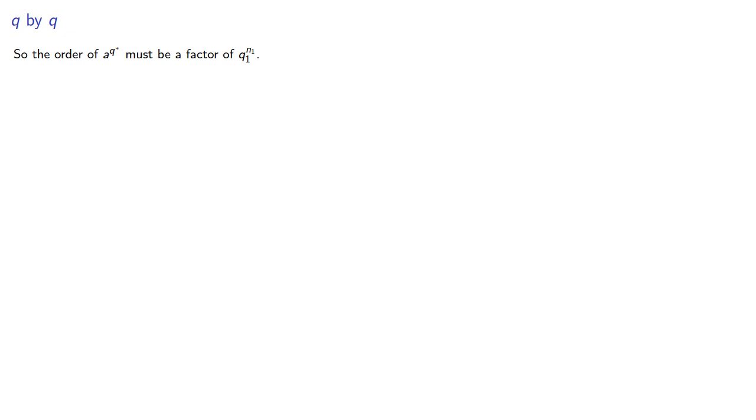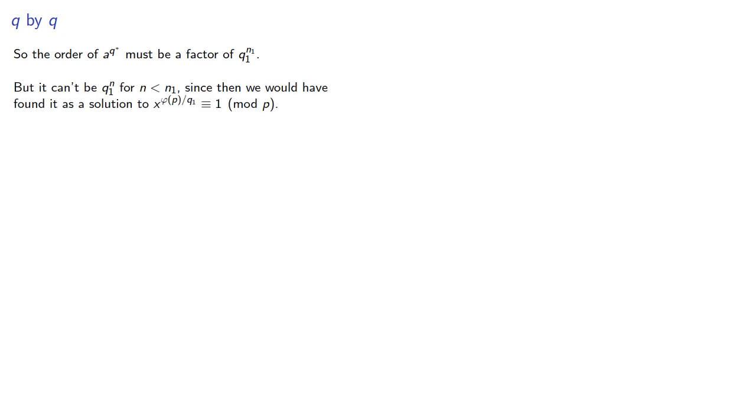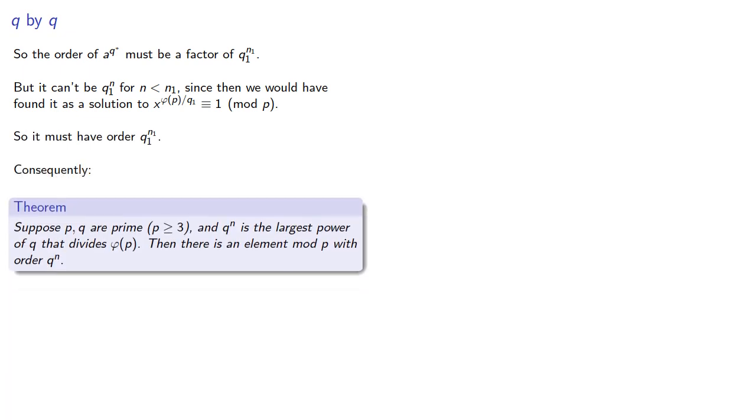And so what that says is that the order of a to the power q star must be a factor of q1 to the n1. But it can't be q1 to the n for any exponent less than n1, since then it would have shown up as a solution to our original congruence. So it must have order q1 to the n1. And this proves that if p and q are prime, where p is assumed greater than or equal to 3, and q to the n is the largest power of q that divides phi of p, then there's an element mod p with order q to the n.